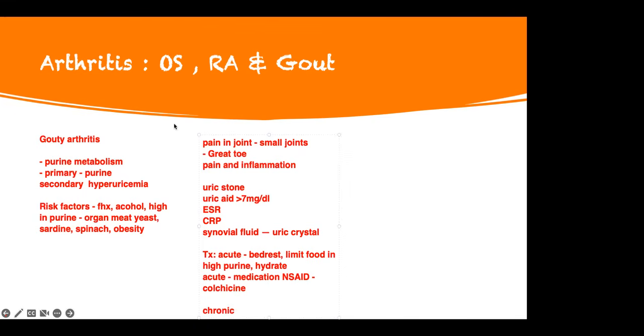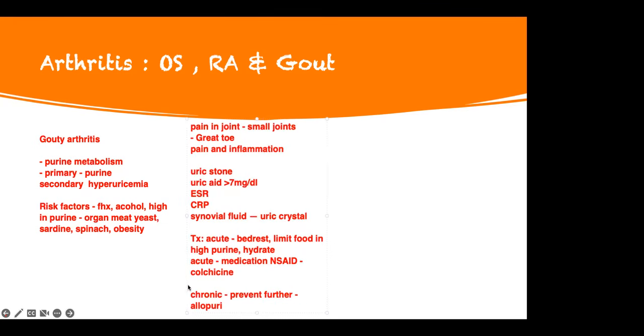Chronic, yeah, chronic means I need to prevent. So prevent further attack. That's when you use allopurinol. So know the difference. The acute phase is not the same as the chronic phase. So that's what is used for chronic. Acute phase, yeah, we need to manage the pain so that you can start mobilizing. But later on, I need to prevent you from having another attack. We put you on allopurinol.